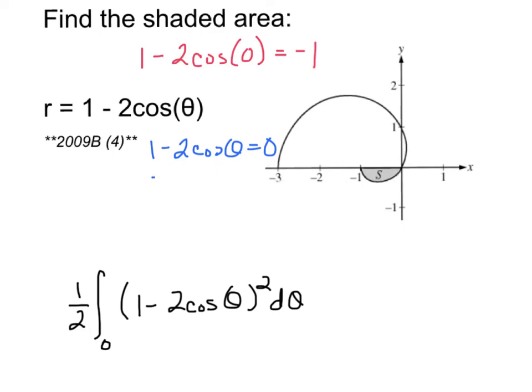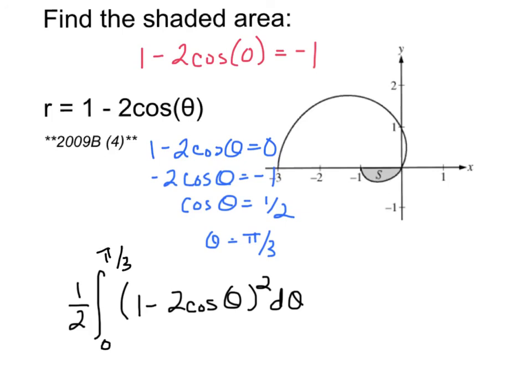So I'm going to subtract 1 from both sides. I'm going to divide by -2. And now I need to recall what angle can I put into cosine to get 1/2? Well, using the hand trick or the unit circle, whatever you want to use, you find out that theta is equal to pi over 3. So really just this little bit right here from 0 to pi over 3 tracks the region S. I'm not going to type that in, but that will be the integral that gives us the area inside that shaded region.